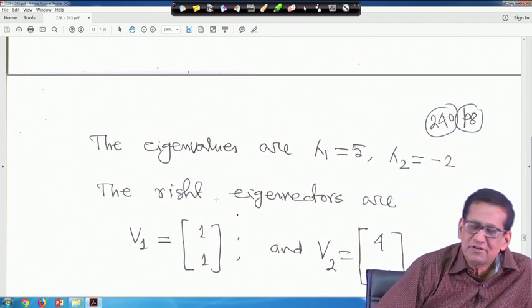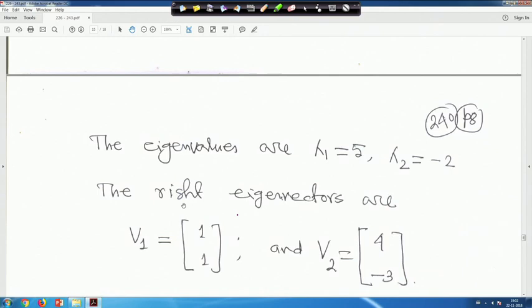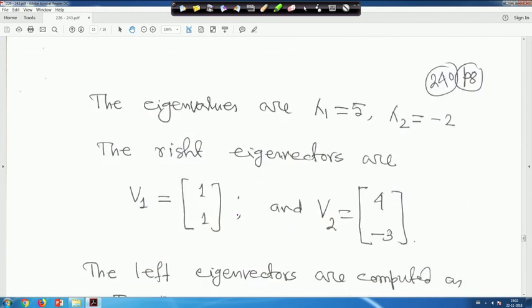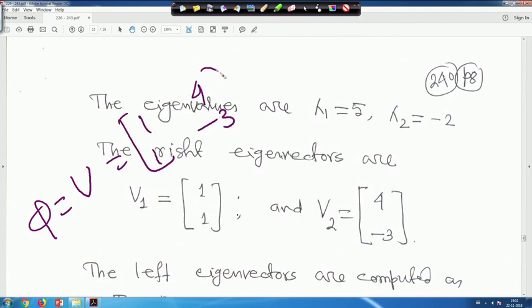Now, following the same procedure, you find the right eigenvectors. V1, the first column of the matrix, is [1 1] and V2 is [4 minus 3]. That means phi is nothing but V, the right eigenvector. So the first column is [1 1] and the second is [4 minus 3]. This is my right eigenvector.